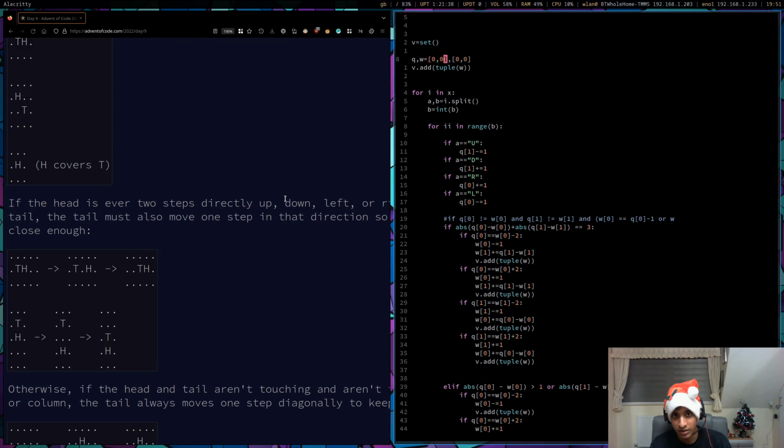Q is the coordinate of the head, and W is the coordinate of the tail, and they both start at the origin. It's just a relative coordinate system. You can make the coordinate whatever you want. Starting at 0, 0 is just simple. So you're changing the coordinate of the head based on what your move instruction said.